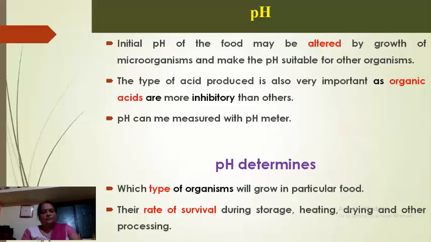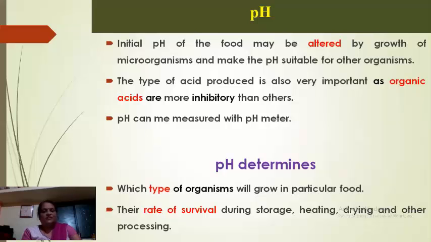The initial pH of the food may be altered by growth of microorganisms and makes the pH suitable for other organisms. For example, milk is fermented, curd is made. When curd is made, the pH becomes acidic. And in the curd, then different types of microorganisms will grow that will favor acidic pH for their growth. The type of acid produced is also very important. It is found that organic acids are more inhibitory than other types of acids. pH can be measured with a pH meter.